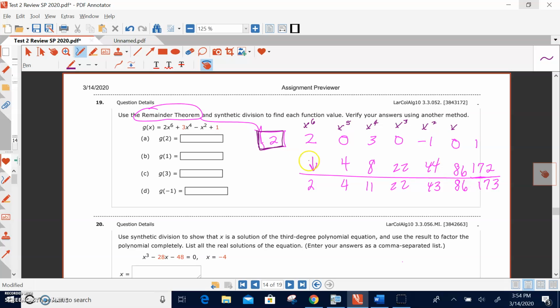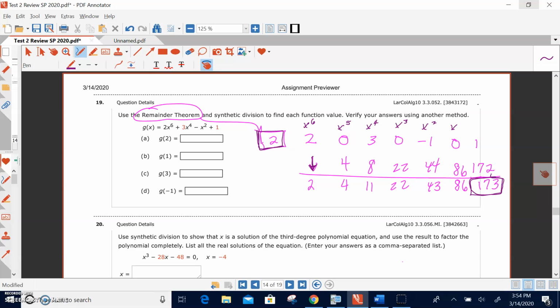Then we just start our process by dropping the 2 and doing our multiplications and additions. 2 times the 2 is a 4, plus 0 is 4. 2 times 4 is 8, plus 3 is 11. 2 times 11, 22, and so on till we get to the end and we have our remainder. And the remainder is 173.